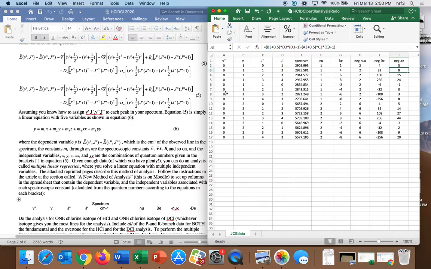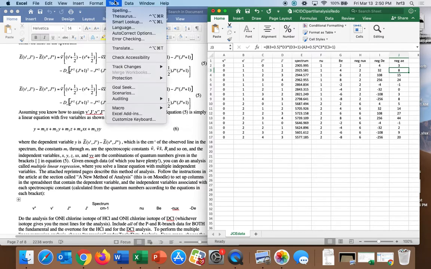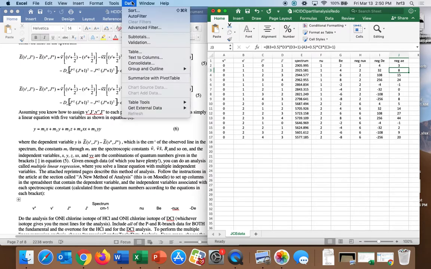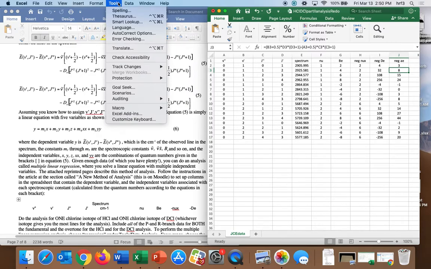Once you have all that in there, then you go to Tools, and you have to put in the add-in, if you don't have it already, for the data analysis, the analysis tool pack. I already have it, so then under data, no, is it under tools? Crap, where is it?